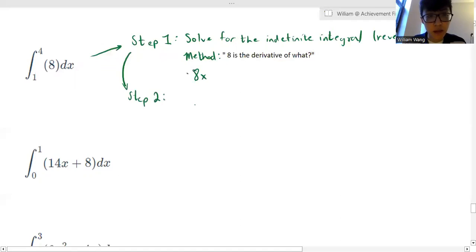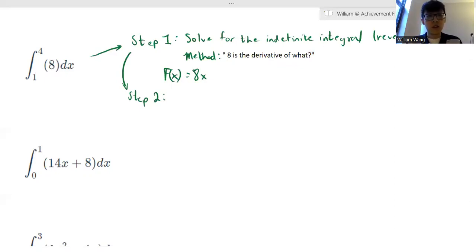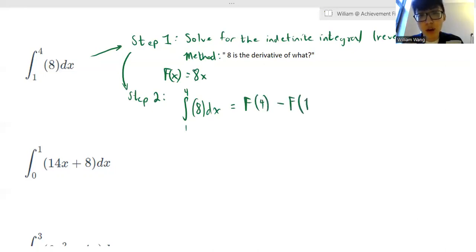Actually, I'm going to label my integral. Usually they label it as the capital F of x function. Step 2, I'm going to plug in my numbers. So my actual final integral from 1 to 4 of 8 dx, what that is going to be, I'm going to plug in my number 4, and then I subtract and I plug in my number 1.